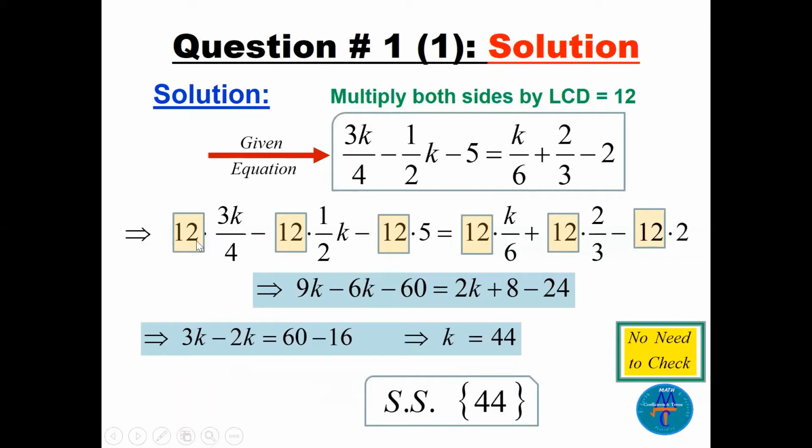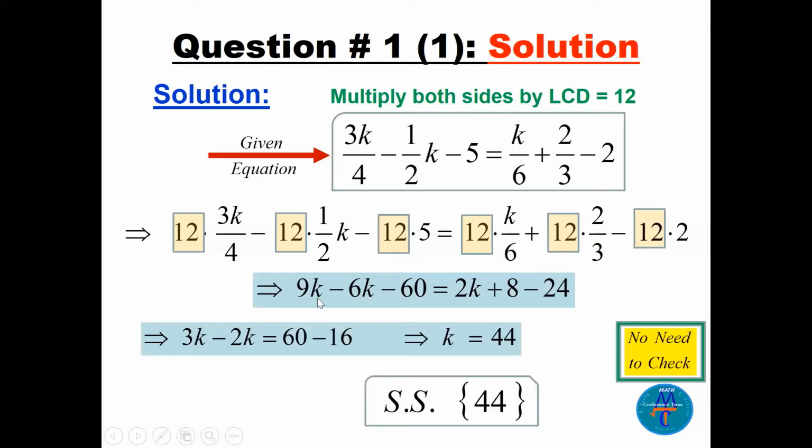Now when you multiply by 12, 12 divided by 4, 3 times 3k is 9k. 12 divided by 2 is 6, so we have a minus 6k. 12 times 5 is 60, there is a minus. 12 divided by 6 is 2k. 12 divided by 3, 4 times 2 is 8, and this is minus 24. See the magic of this LCD? I have mentioned this many times. What is the magic? No fractions at all. If you get any kind of fraction, guys, something over 2, something over 3, something over 4, that means either the LCD is wrong or you have a simple mistake in addition or subtraction. So you should have a clean equation with no fractions.